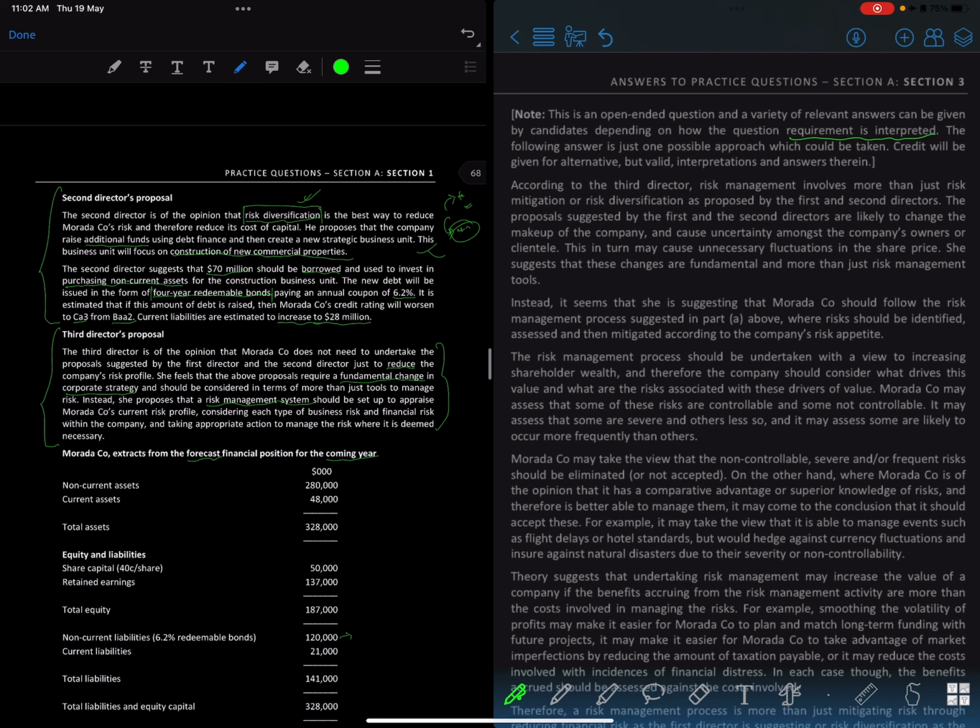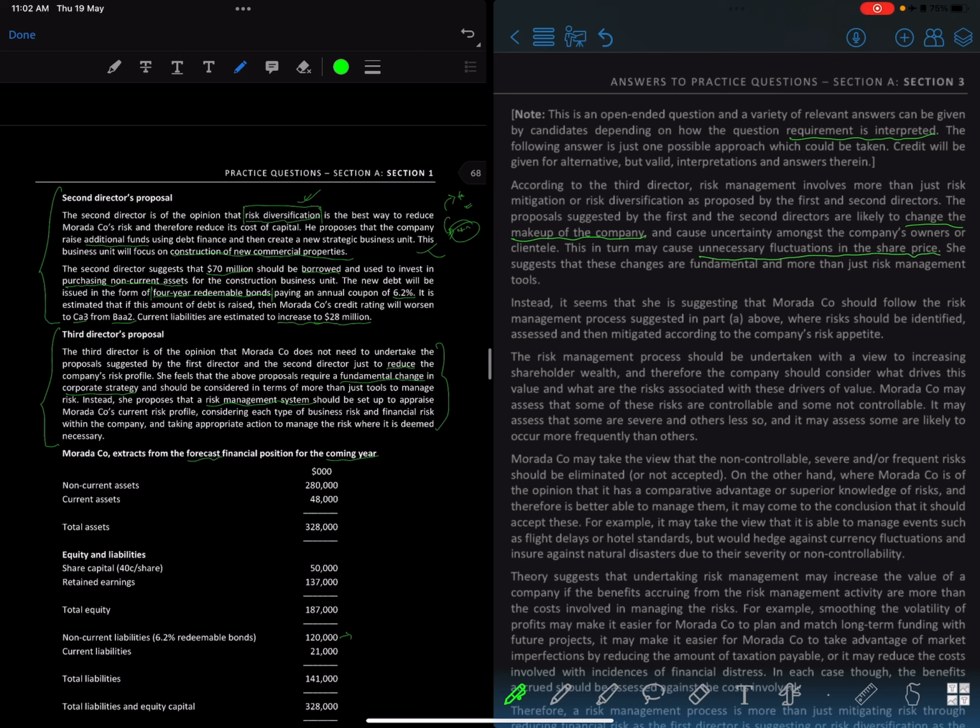She feels that the proposal requires a fundamental change in corporate strategy. She proposes a risk management system which should be set up to appraise the current risk profile, considering its business risks and financial risks within the company, right? And take appropriate action wherever the risk is deemed necessary, right? So risk management involves more than just risk mitigation and risk diversification as proposed by the first and second director. The proposals suggested by the first and second director are likely to change the makeup of the company, and cause uncertainty among the company owners and clientele. So in return, it may cause unnecessary fluctuations in the share price.